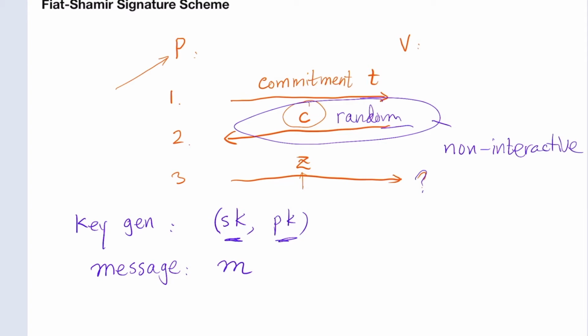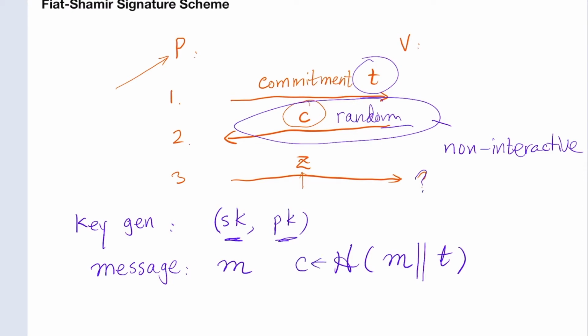The way to do it is we assume we have a hash function. The hash function is going to hash, just as in the general construction, the message along with some commitment message T here. And the T is your commitment. This replaces the C here. So we assign that to C, and we continue the rest. For example, you're going to get Z out of C.